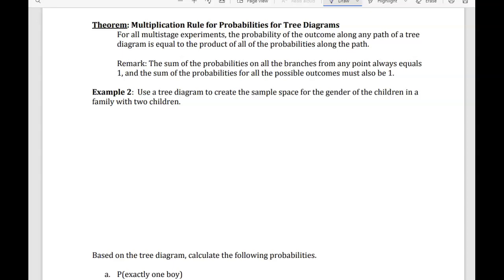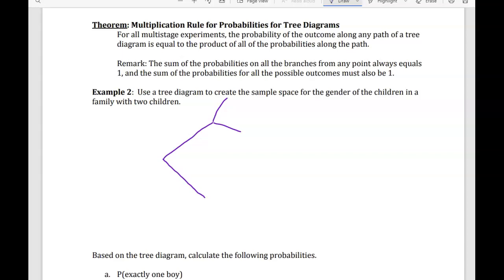I want to look at multiplication rules. Multiplication rules are talking about two events. When we look at tree diagrams, what we're going to do is multiply along the branches. So if I look at a tree diagram, I'm going to take whatever the probability is here and multiply it by the probability here to get this end result. So we take the probabilities and multiply along the path.